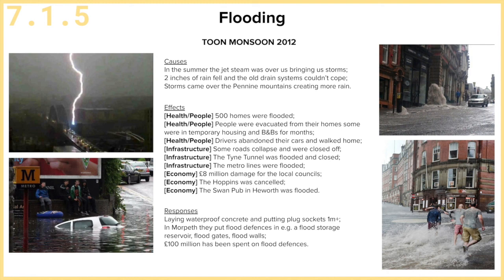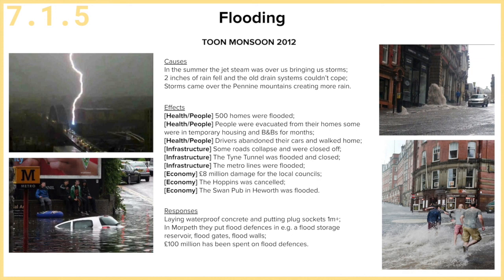So that's the money, either through trade or through businesses. So you can see there, £8 million worth of damage was caused for the local councils to pay out to repair the damage. The Hoppings Fair was cancelled in Newcastle, and the Swan Pub in Heworth was flooded.